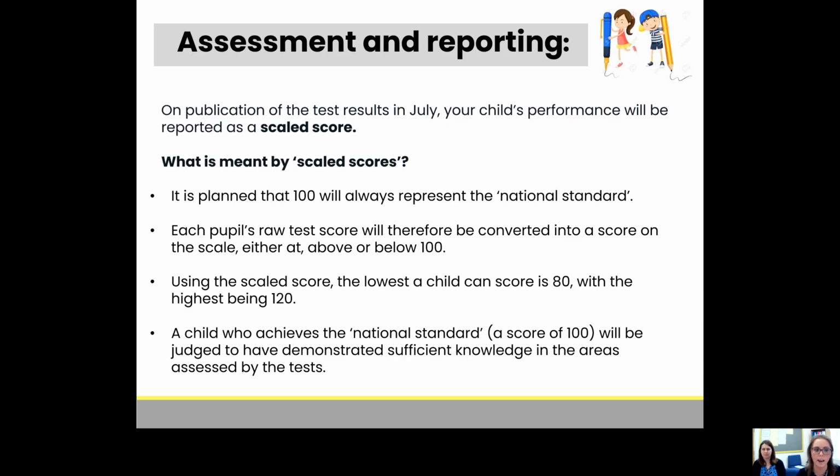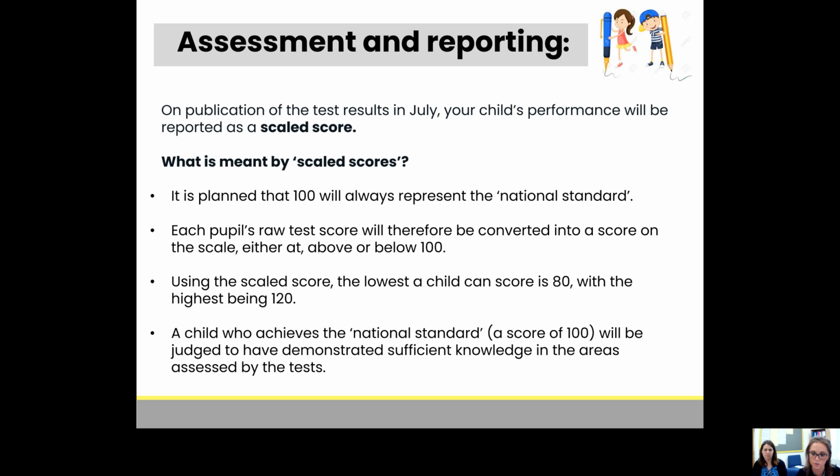Great, so thinking about assessment and reporting, as mentioned, the papers are externally marked, so they're sent away to be marked, and you will be informed of your child's result in July at the end of the summer term. Now, your child will have a raw score, based on their performance in the assessments, which will then be converted into what we call a scaled score. Now, this scaled score will be representative of one of the following: your child working towards the expected standard, your child working at the expected standard, or your child working beyond the expected standard, more commonly referred to as working at a greater depth level.